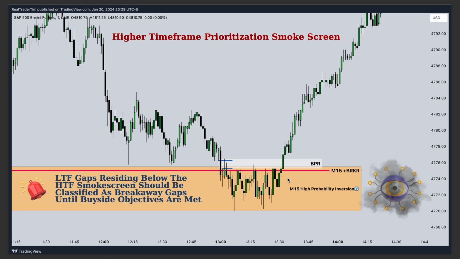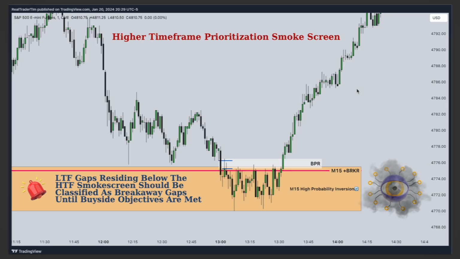On top of that, any inefficiency that is residing below this 15-minute high probability inversion, so that can be 5-minute, 4-minute, 3-minute, 2-minute, down to the 1-minute. Based on all of the things we've discussed here, we should expect any fair value gaps that aren't filled to remain as breakaway gaps until we meet some sort of buy side objective.